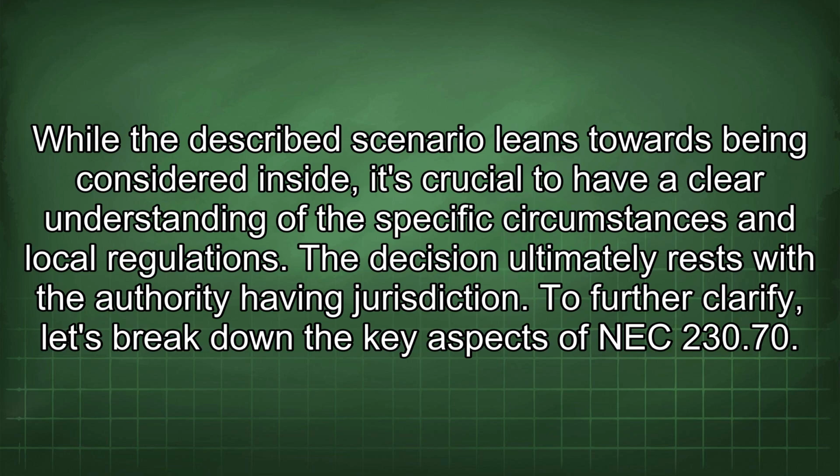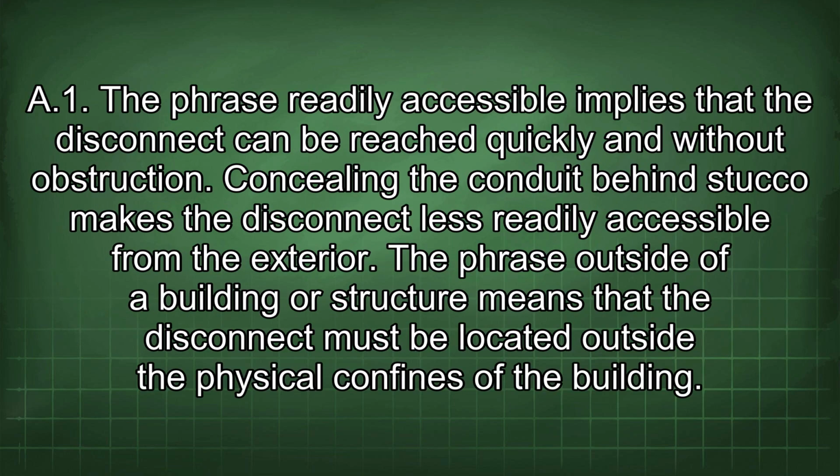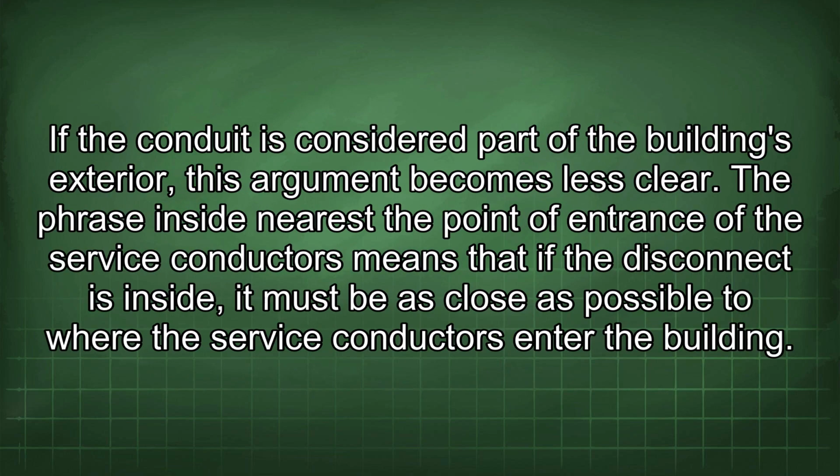To further clarify, let's break down the key aspects of NEC 230.70(A)(1). The phrase "readily accessible" implies that the disconnect can be reached quickly and without obstruction. Concealing the conduit behind stucco makes the disconnect less readily accessible from the exterior. The phrase "outside of a building or structure" means that the disconnect must be located outside the physical confines of the building. If the conduit is considered part of the building's exterior, this argument becomes less clear.